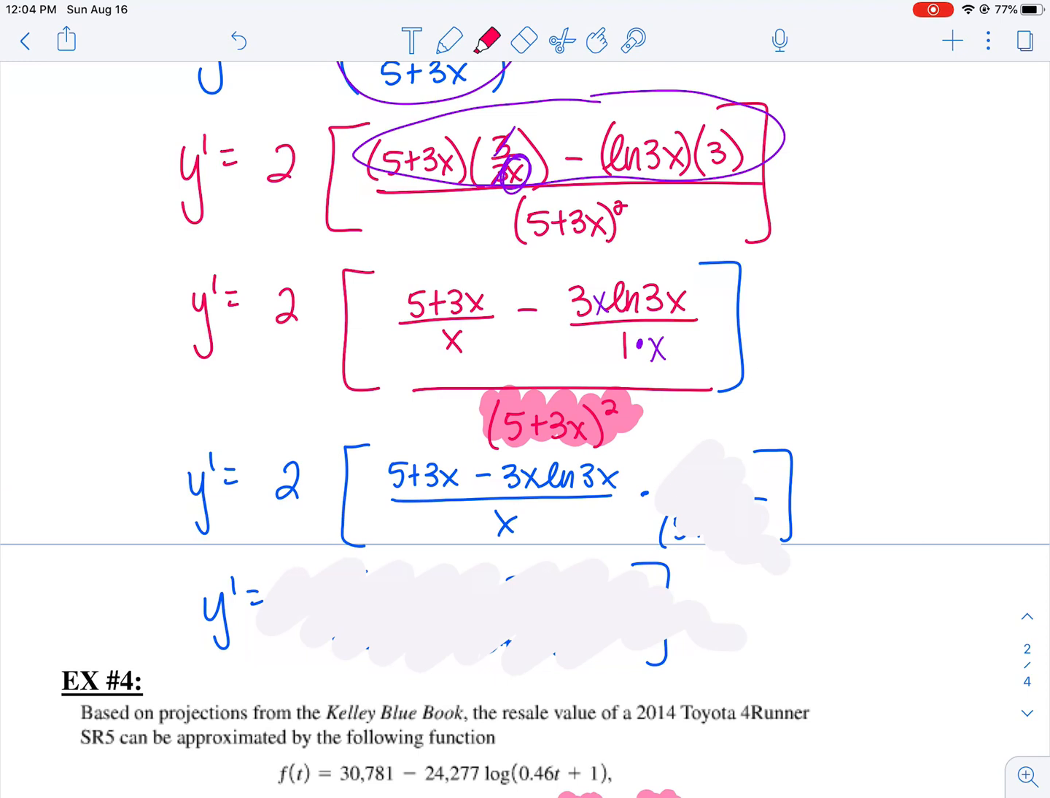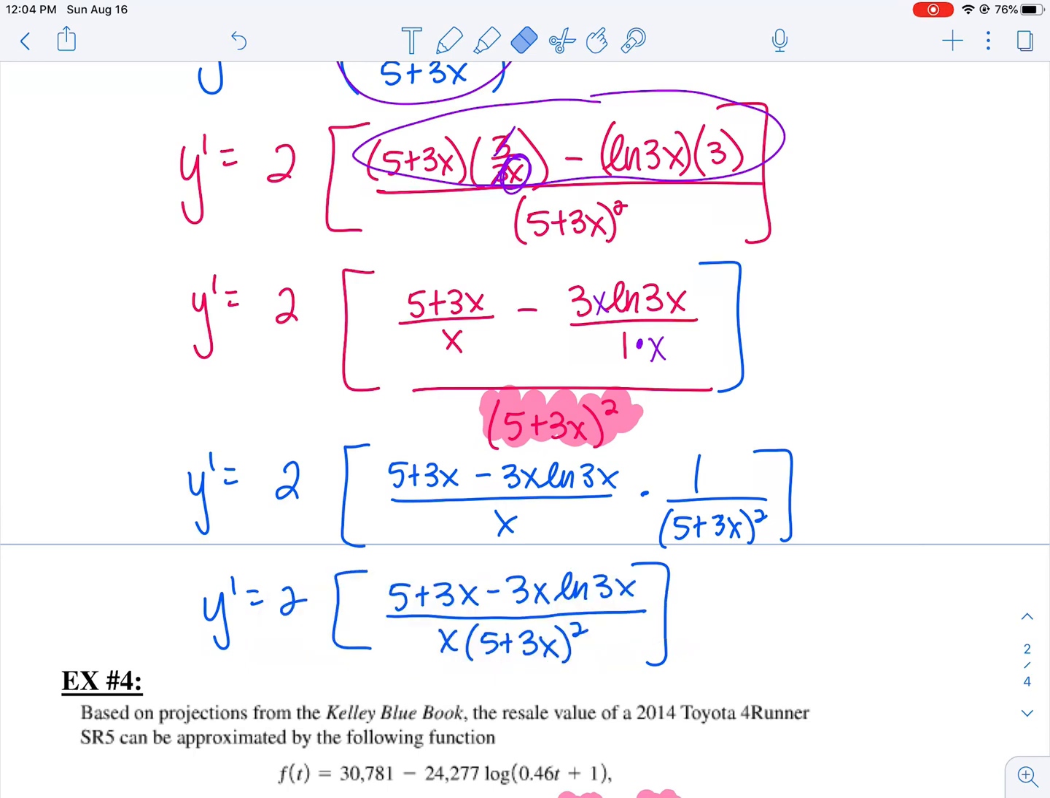Unless, instead of dividing by the 5 plus 3x squared, we actually multiplied by its reciprocal. We've seen this in the past, haven't we? Instead of dividing is the same thing as multiplying by the reciprocal. So I could really multiply by 1 over 5 plus 3x squared. That allows me to put numerators with numerators and denominators with denominators and just have one fraction with a numerator and a denominator. So on the top, it looks like I have a 5 plus 3x minus 3x times the natural log of 3x over the x times the 5 plus 3x squared.